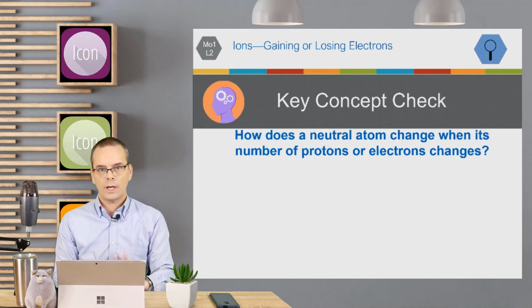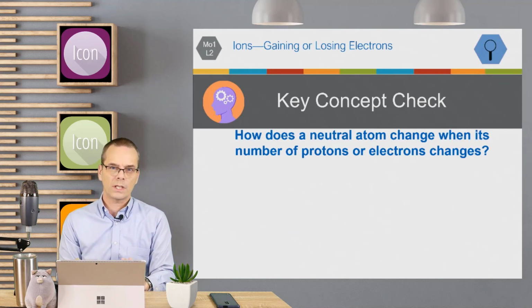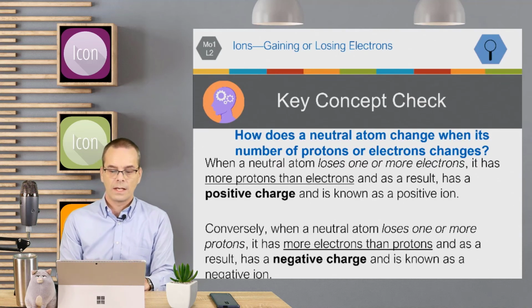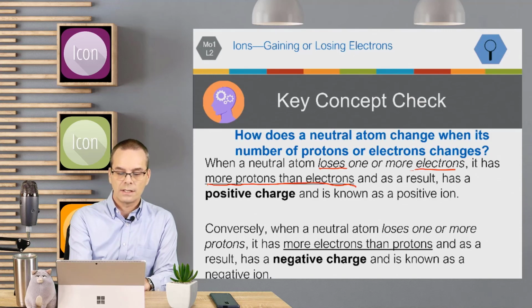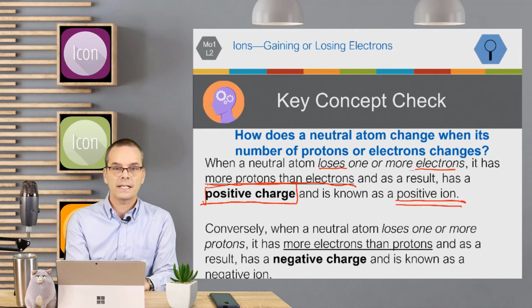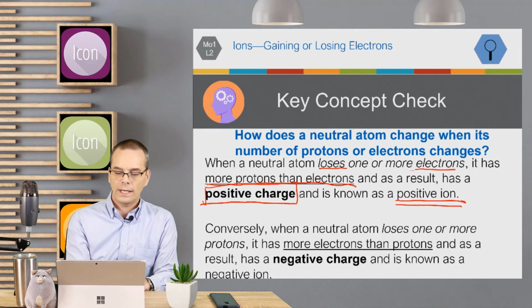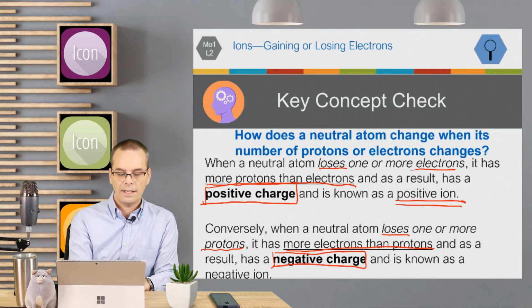So how does a neutral atom change when its number of protons or electrons changes? When an atom loses electrons, it has more protons than electrons. So it has a positive charge. That means we call it a positive ion. When an atom loses protons, it has more electrons than protons. So that means it has a negative charge. And we call this a negative ion.